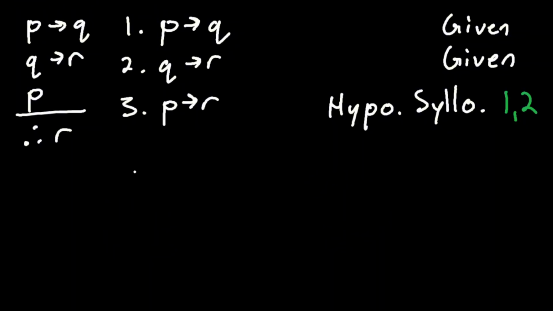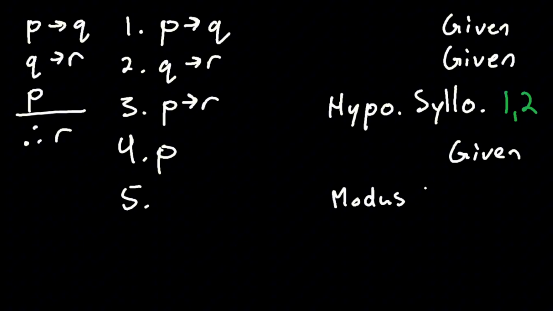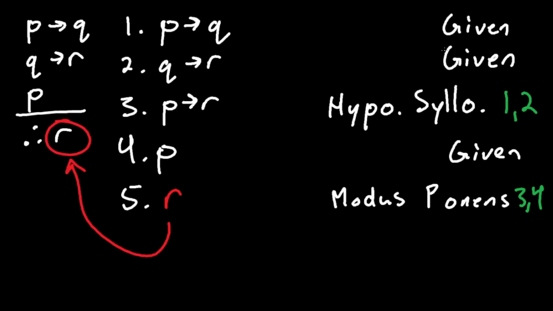But now we have P → R, and since we have P → R now, I'm going to write down P and write down given. And the reason why I chose P next is because this looks like the structure of modus ponens again. So we can write down modus ponens, right? And apply modus ponens to 3 and 4. And by using modus ponens, we get the final answer, R. And R is the same as the conclusion in our original argument.